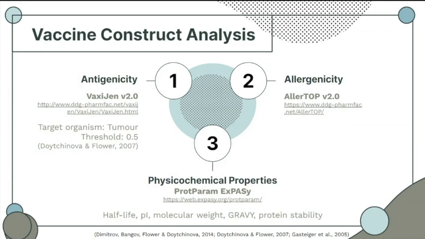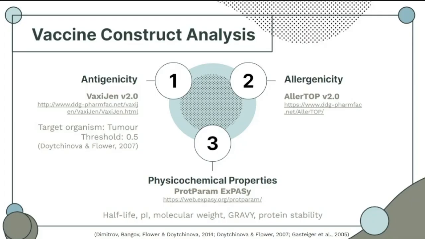So we analyze it through the VaxiJen version 2.0 tool, and for several parameters we change it, such as the target organism became tumor, and for the threshold it is 0.5, because it is found in the literature review that 0.5 is the optimal threshold for this tool, because it is suitable and able to predict accurately the antigenicity of the vaccine construct. And for allergenicity, we're hoping that our vaccine construct is not able to trigger the allergic immune response, and we analyze it through the AllerTOP version 2.0 tool.